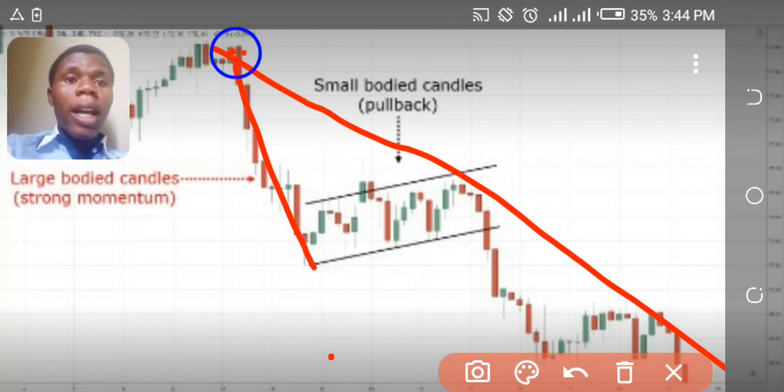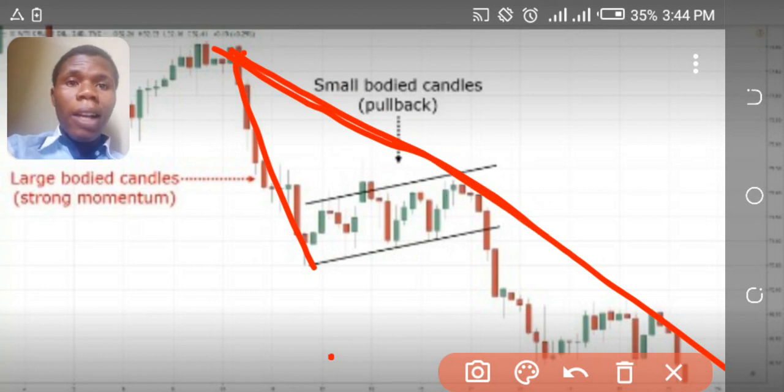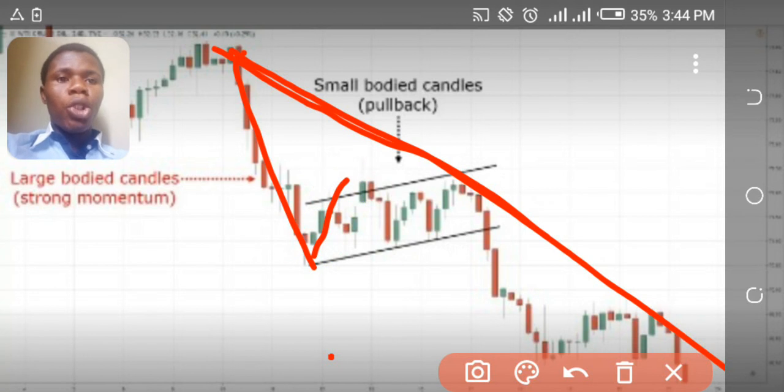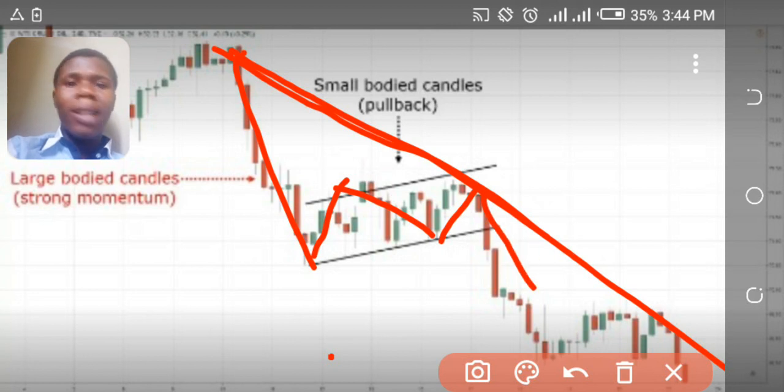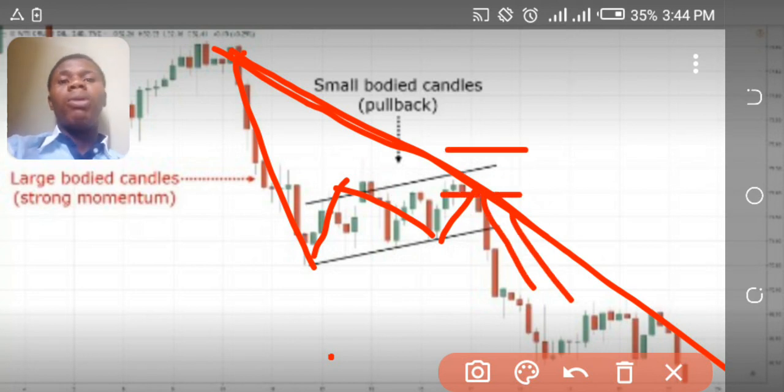Draw your trend line from the top and understand this thing, that the market will always come back to retrace. Okay, and it will come back at some other time and go back to touch that trend line before going back down. This is where you should place your entry to sell price to the downside.